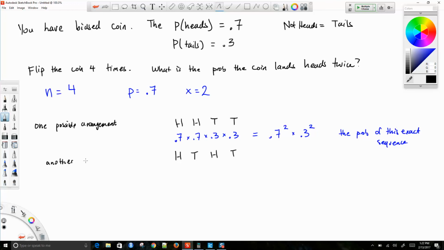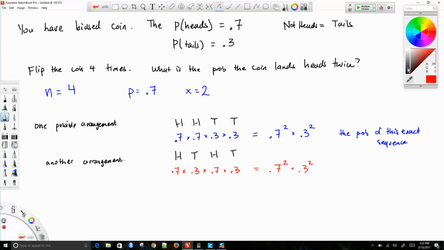All right, and the probability for this one is 0.7 times 0.3 times 0.7 times 0.3. Okay, and when I do this one, if I combine the 0.7s together, I still get 0.7 squared times 0.3 squared. Is that all right?